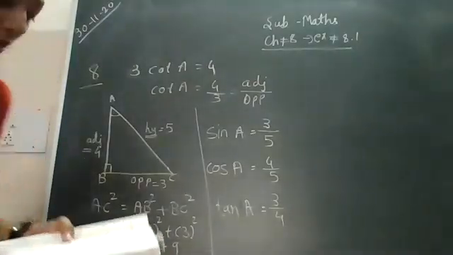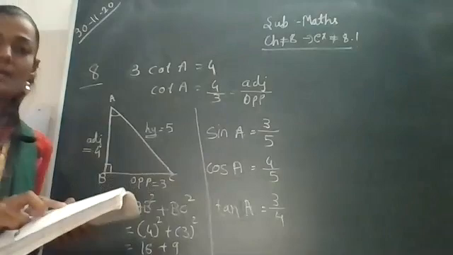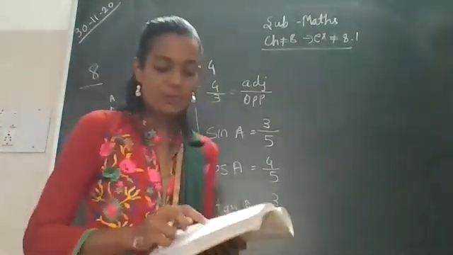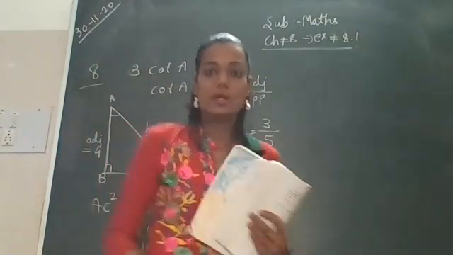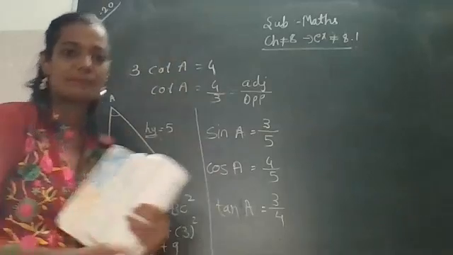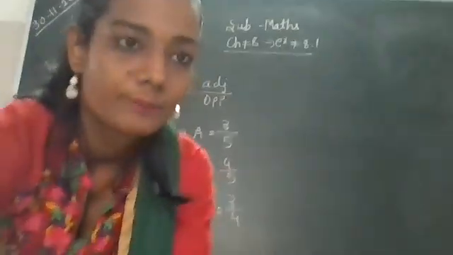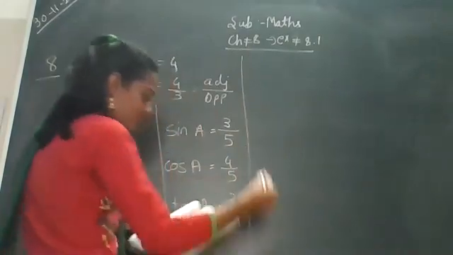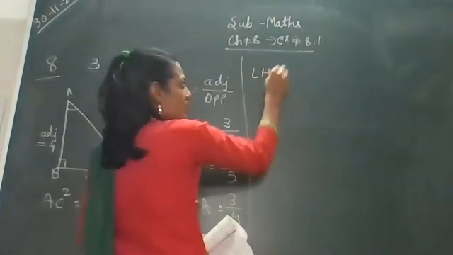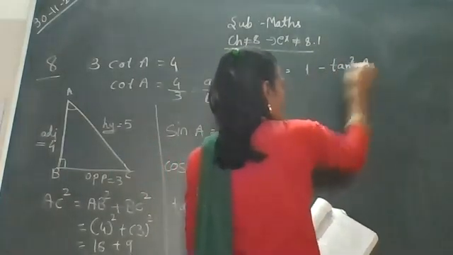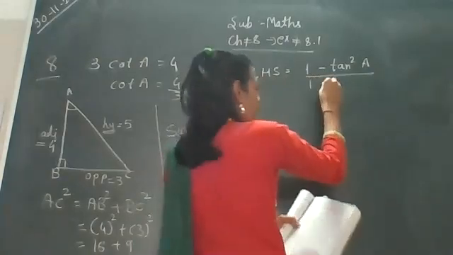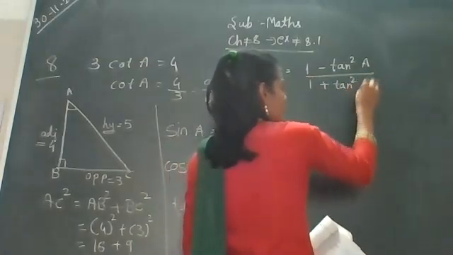Yes, ma'am. Okay. Now students, I am erasing all, okay? Because we have to prove that 1 minus tan square A upon 1 plus tan square A is equal to cos square A minus sin square A. You can write it by yourself afterwards. So first, now we are going for the LHS. What is your LHS? LHS is equal to 1 minus tan square A upon 1 plus tan square A. Right?